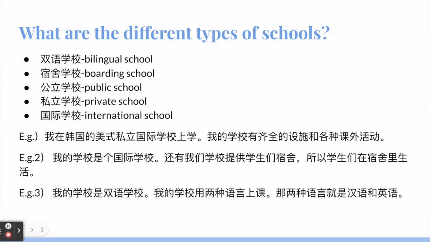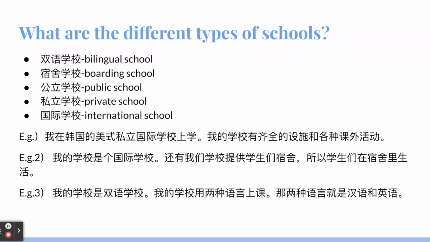So I'll be now talking about the different types of schools. So the first one is 双语学校, which is bilingual school, which we just learned about, and 宿舍学校, this means boarding school, and 公立学校 is public school, and 私立学校 is private school, and 国际学校 is international school. If you want to say American style international school, you say 美式国际学校. But if you want to say British style international school, you would say 英式国际学校.